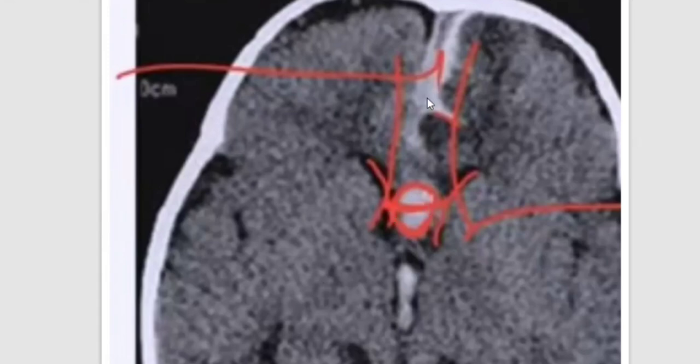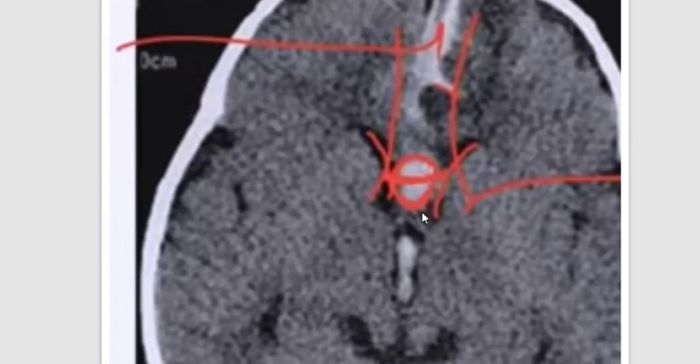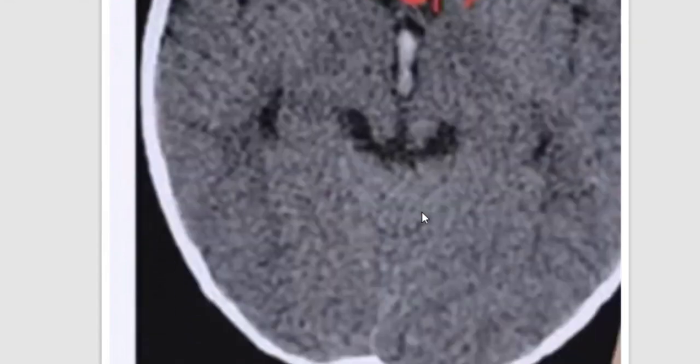This bleed, the SAH in the interhemispheric system, is due to the aneurysm that is formed at the anterior communicating artery, an anterior communicating artery aneurysm. There is also some blood in the third ventricle.